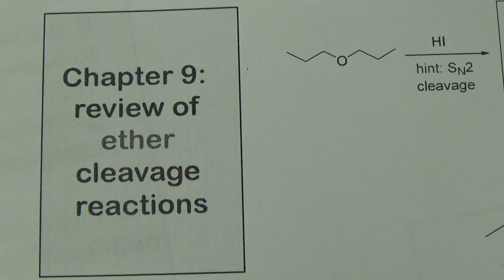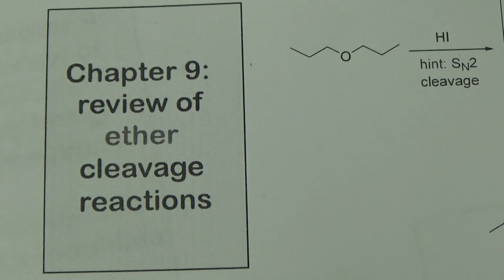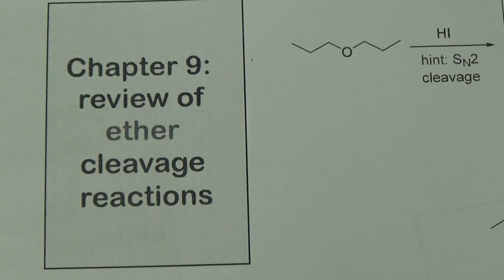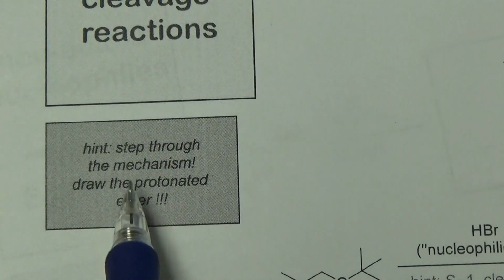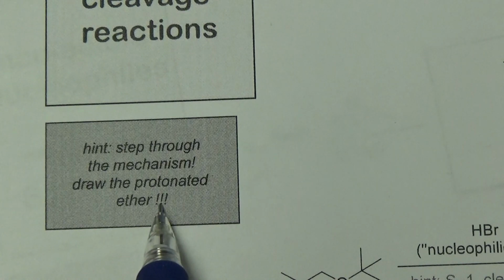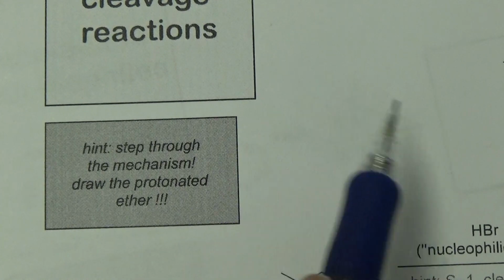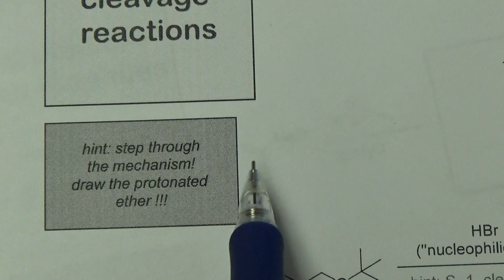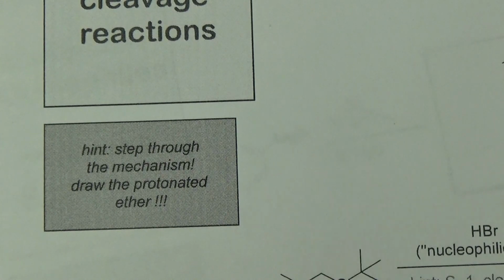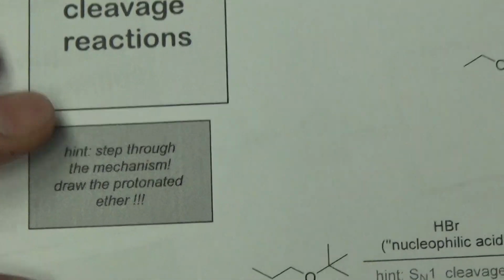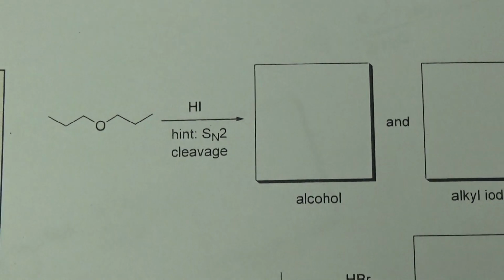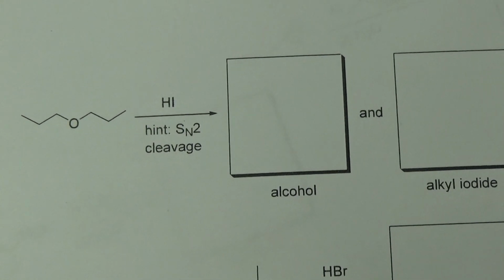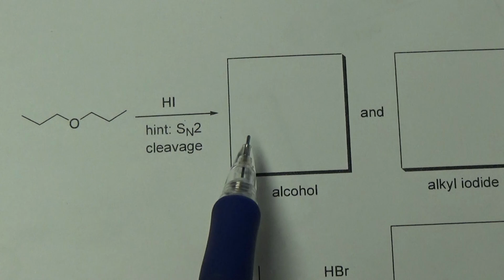Okay, so next thing on this review sheet is some examples of ether cleavage, and I give a hint that you should step through the mechanism and draw the protonated ether. That's going to be the case for ethers and also epoxides if we're kind of confused on the mechanism or how they open. So I start with the easy ones and I go to the more complicated ones. This is an easy one. HI cleavage of dipropyl ether.